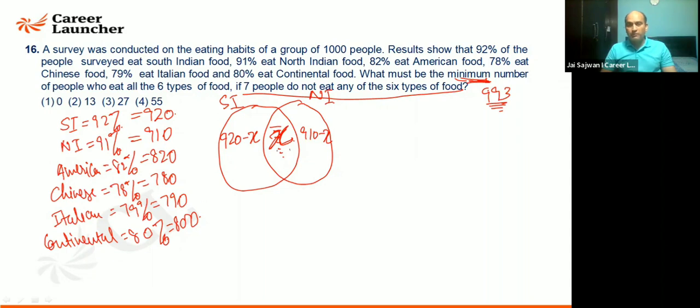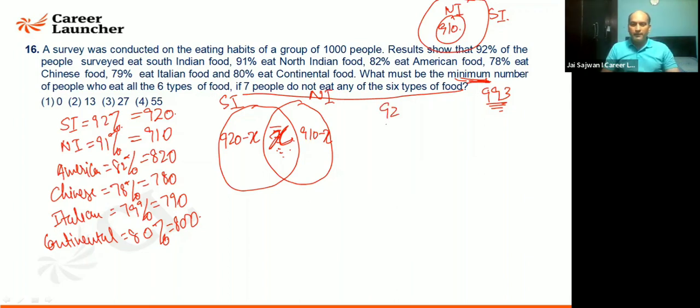I want this to be the minimum value. Why? It may be possible that all people who like North Indian also like South Indian, so 910 is the largest possible common value between them. I don't want the largest common value, I want the smallest. So out of the total 993 people, everyone likes either North Indian or South Indian.